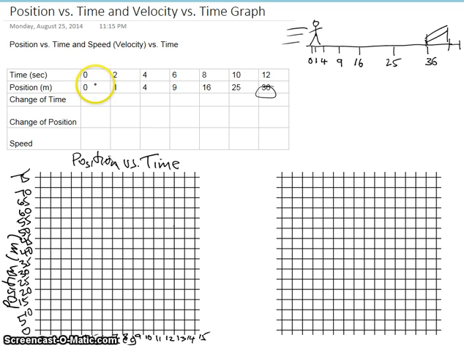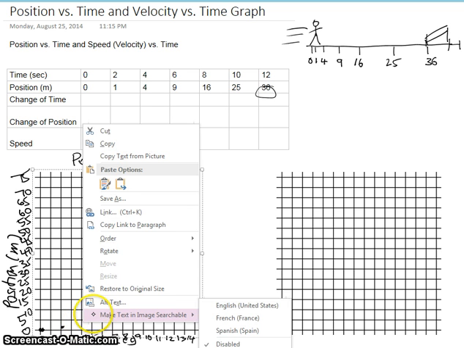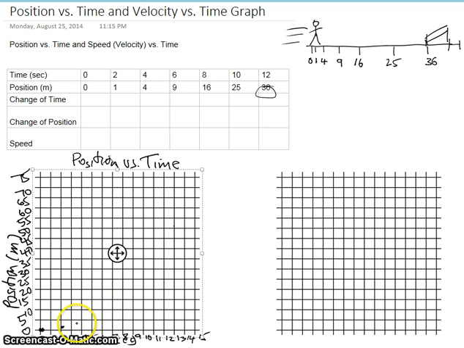So what I'll do now is mark my positions, both the x and y coordinates. My initial position, 0 and 0. At 2 seconds, I'm at 1 meter, about here. At 4 seconds, I'm at 4 meters. At 6 seconds, I'm at 9, and so on. Okay. Now I can draw a smooth line through this, indicating my motion.